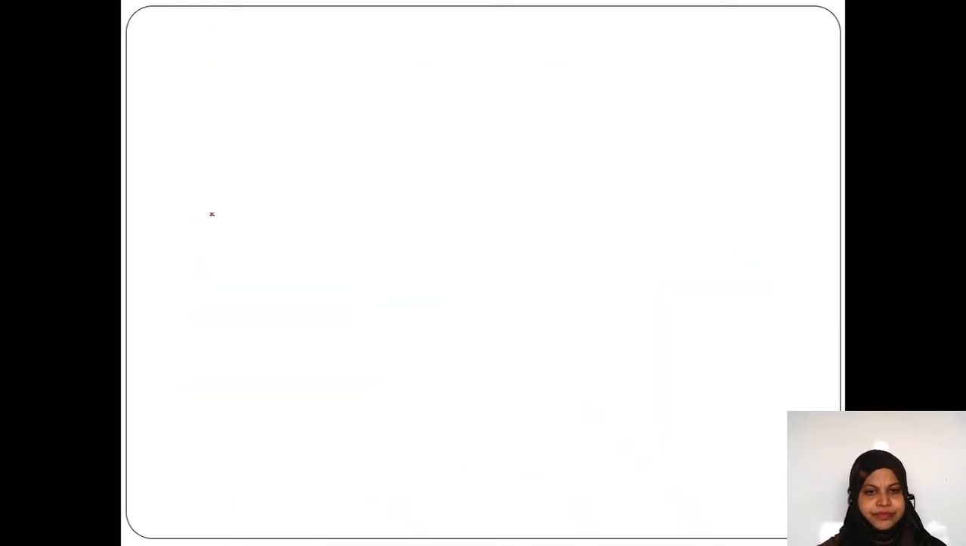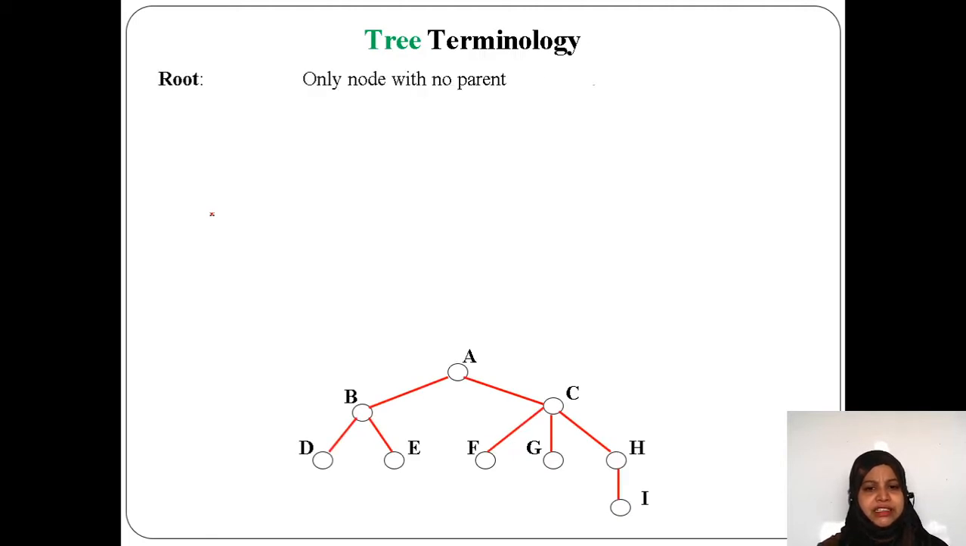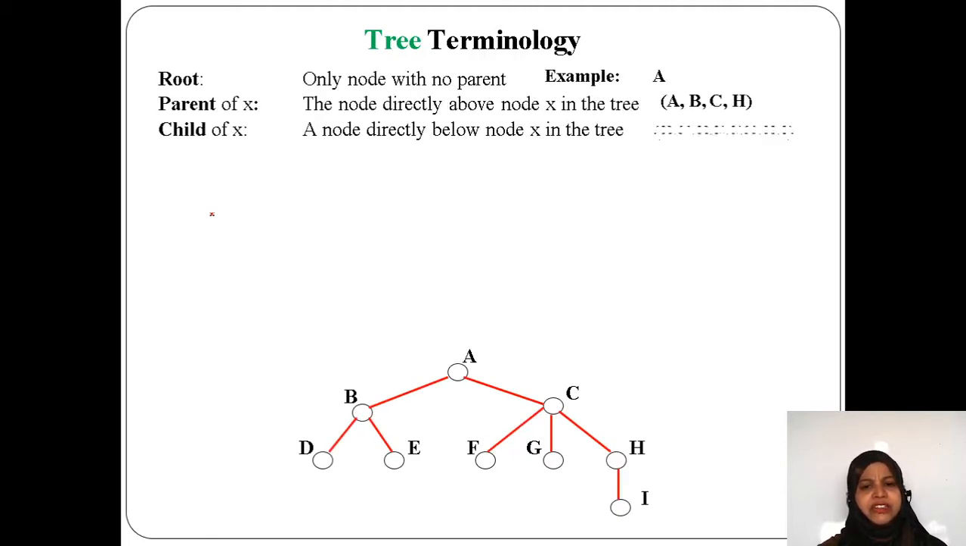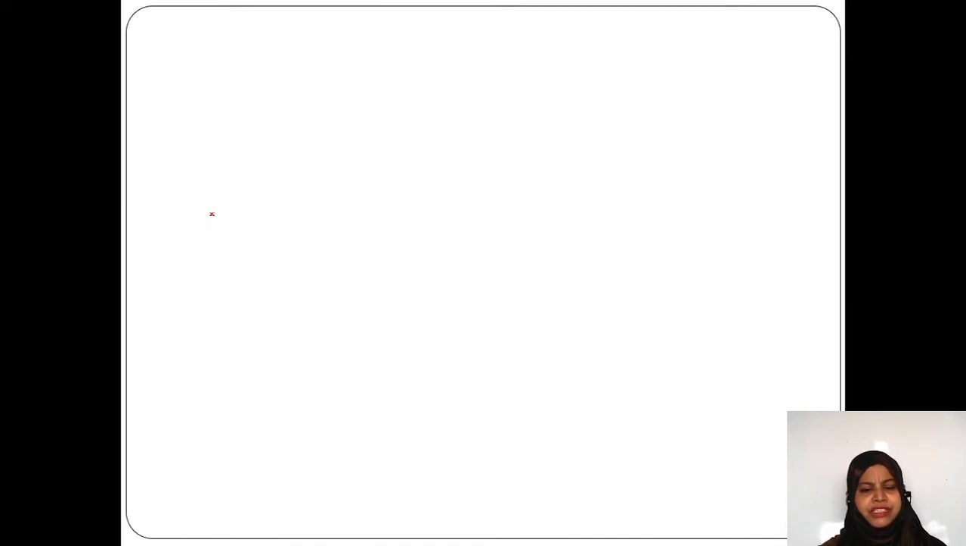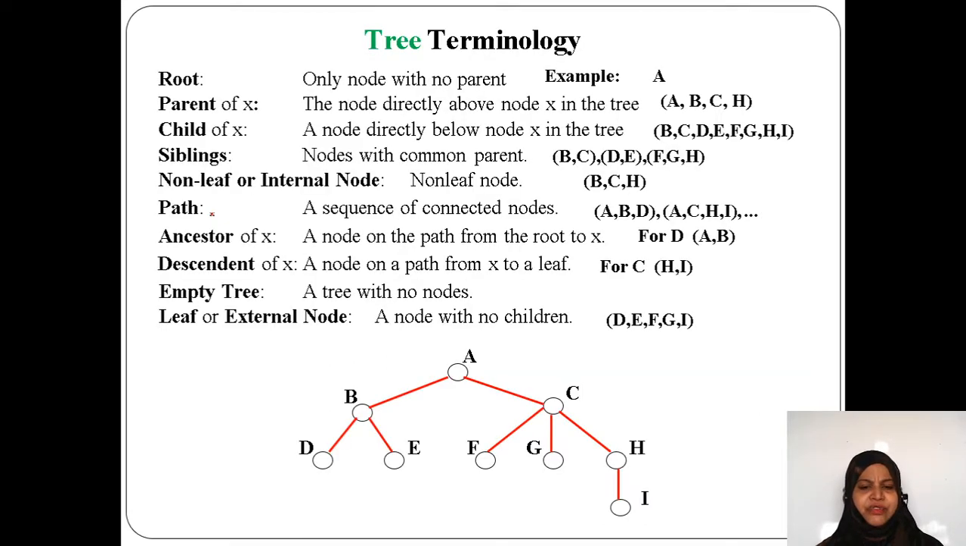Next, we are going to learn about the various types of terminologies we use in trees. Here first one is the root node. Already we know that only one node with no parent is known as the root node. In this given example, which one is the root node? A is the root node. See here, A is the root node. Only one node with no parent.